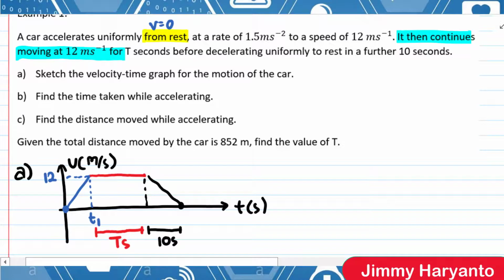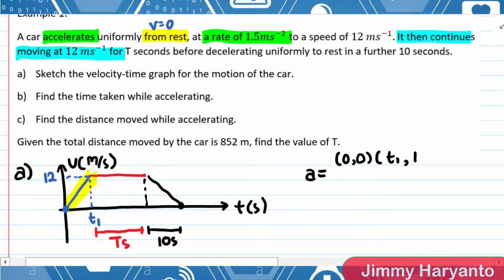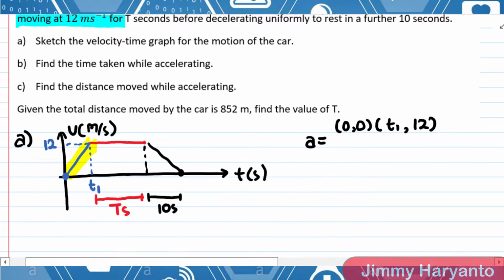Okay, next is find the time taken while accelerating. So we have another piece of information right here, which is 1.5 meter per second squared, and that is the acceleration. The car accelerates at a rate of 1.5. So the acceleration will be the gradient of the curve for the first motion. The first motion has 2 points, which are 0, 0 and also t1, 12.